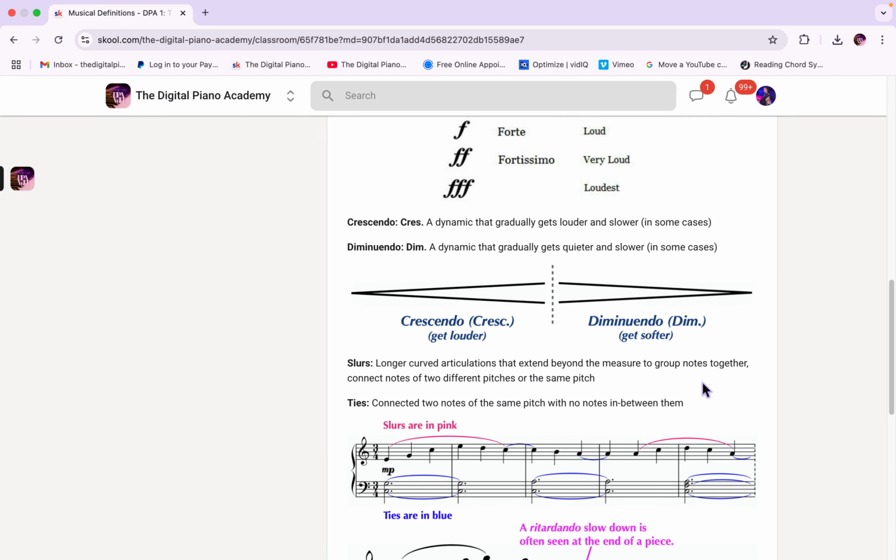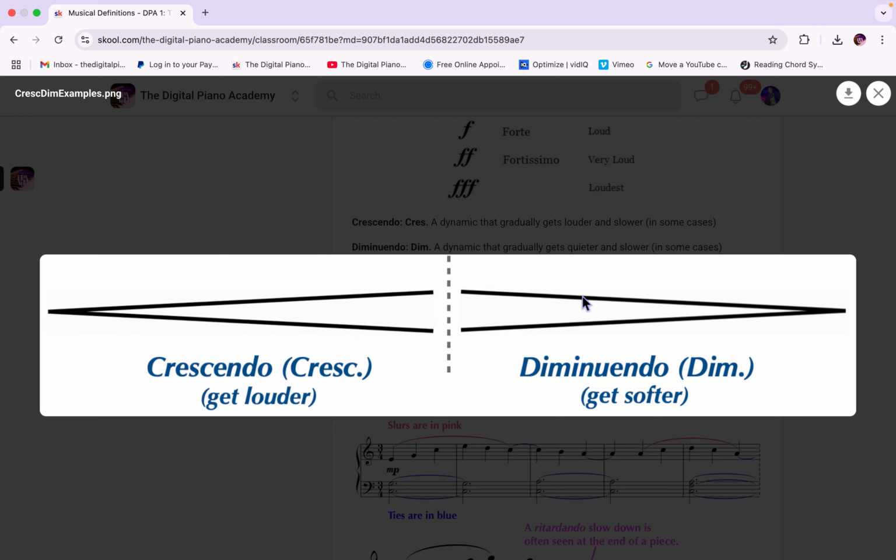Okay. You also come across crescendo, or the abbreviation cresc., and that's a dynamic that gradually gets louder and sometimes slower over time and or faster over time. So depending on where you're at in this particular piece, there can be some nuances to using a crescendo. Same with a diminuendo, also known as a dim., the dynamic that usually gets quieter and slower. So if you're coming to the end of a musical phrase, you usually finish with a diminuendo.